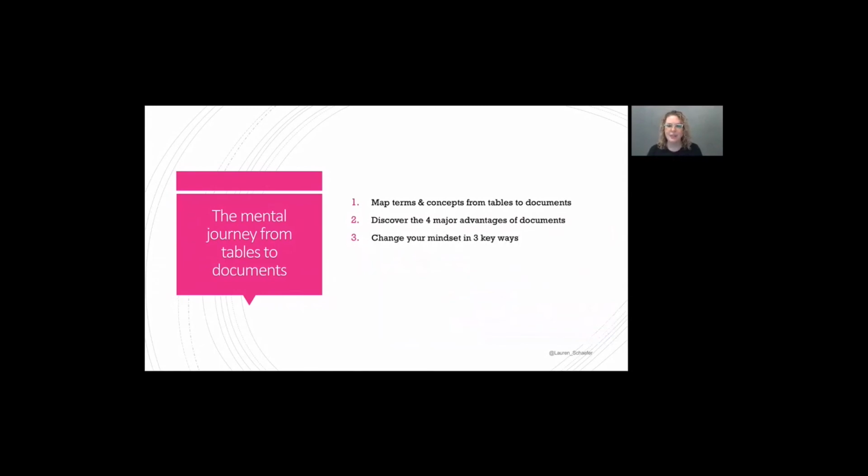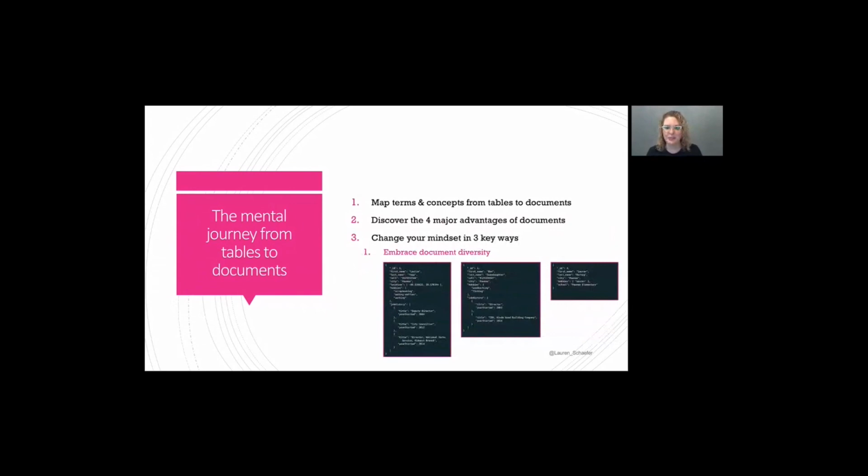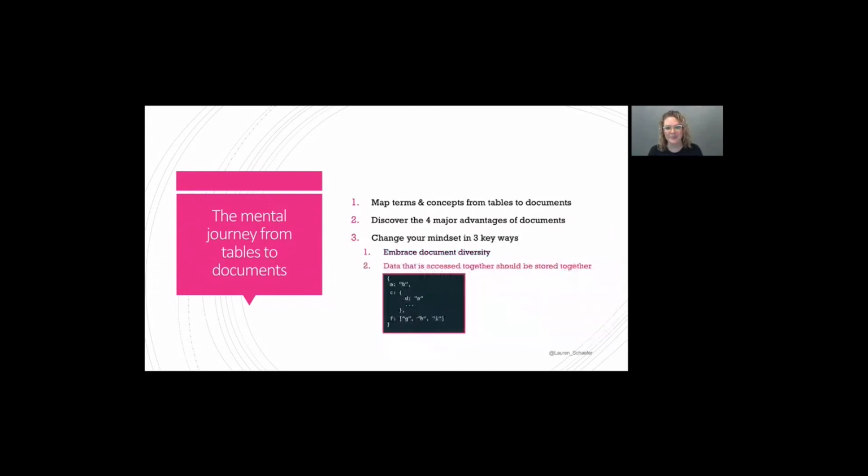All right, we wrap things up with the 3 key ways you need to change your mindset. First, embrace document diversity. Not all of your documents need to be the same shape, and that's perfectly okay. Second, data that is accessed together should be stored together. And third, tread carefully with transactions. Relying on transactions when you're using a document database is a bad design smell.